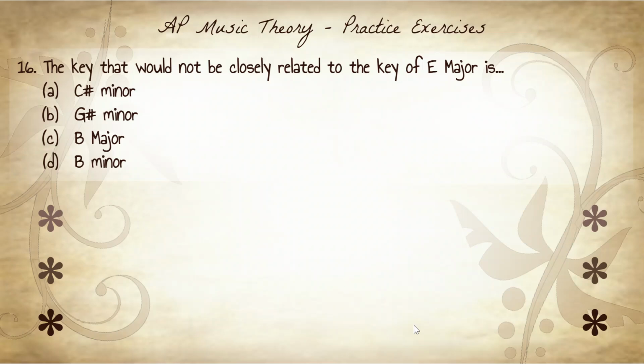Question 16. The key that would not be closely related to the key of E major is C sharp minor, G sharp minor, B major, or B minor.